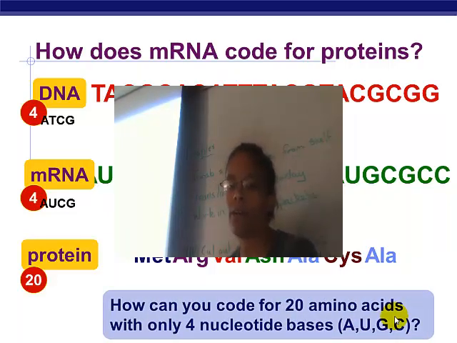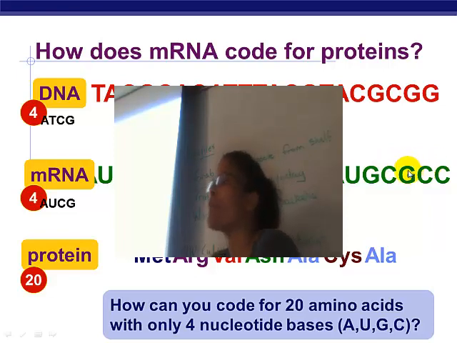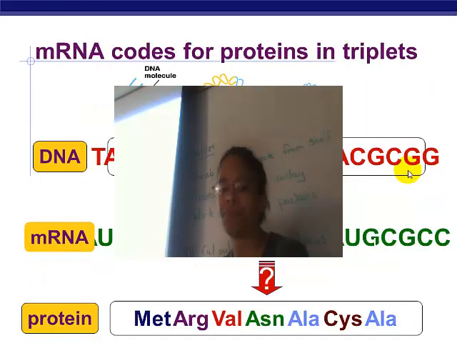How can you code for 20 amino acids with only 4 nitrogen bases? Okay, good. So, in other words, you're going to need more than one nitrogen base to code for an amino acid, right? Because C couldn't code for one amino acid. Otherwise, you'd only have 4 amino acids. So we're going to have to combine these letters. How many letters do you think it takes to code for one amino acid? Yeah. 3, that is correct. 3 letters to code for one amino acid. And since there's 4 different letters, I can put them in many different arrangements. That's how I'm going to get all 20 of my amino acids.